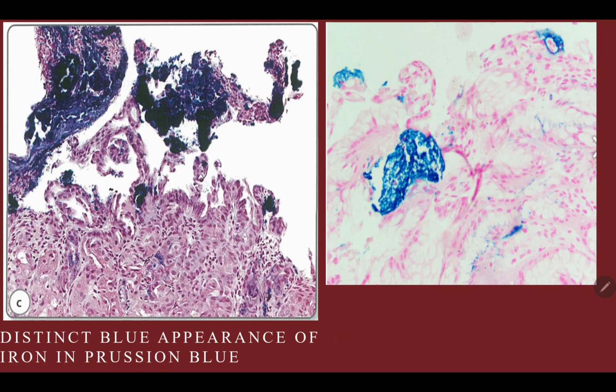So what is the stain? Which stain do we do? We will do the Pearl's Prussian blue. Pearl's Prussian blue can be done, and this blue deposit helps to identify iron.